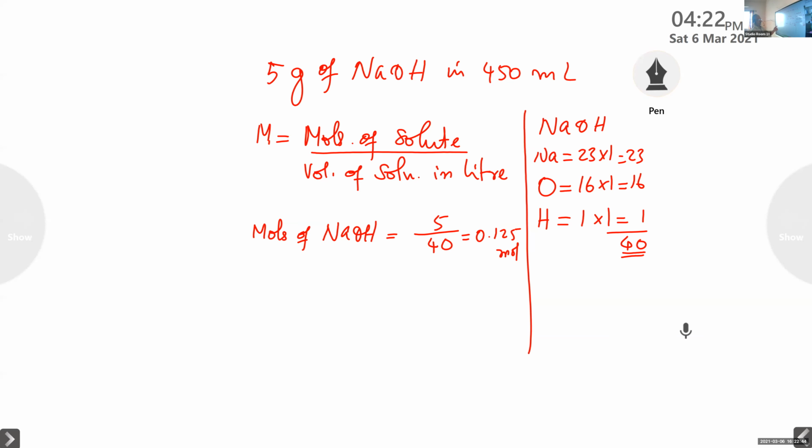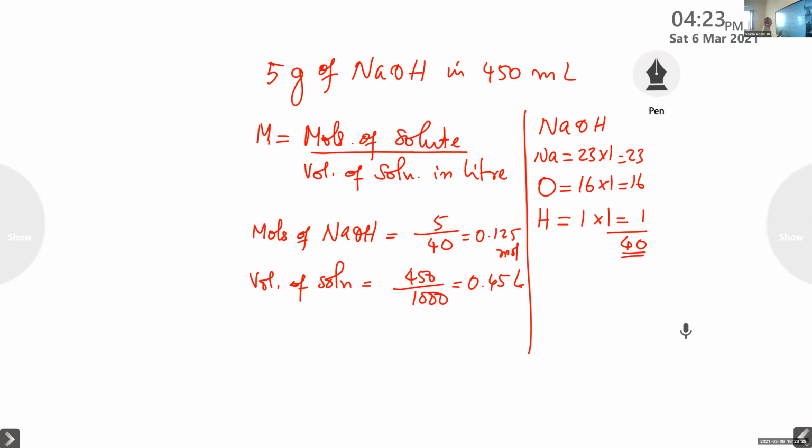Then volume of solution in liter. Here volume is given in ml, so we have to convert that volume into liter by dividing with 1,000. So volume of the solution is equal to 450 by 1,000, that is equal to 0.45 liter. That is the volume of the solution in liter.